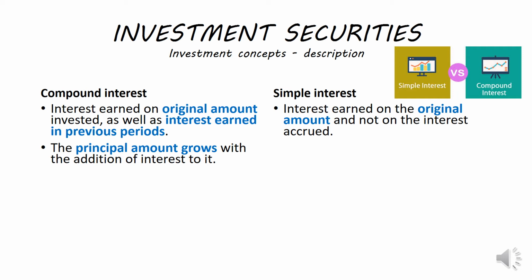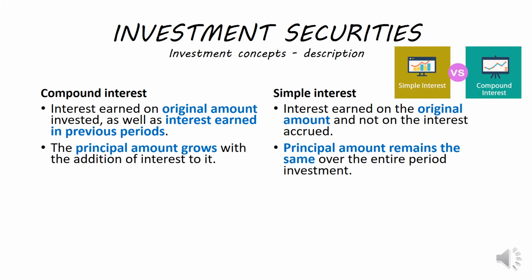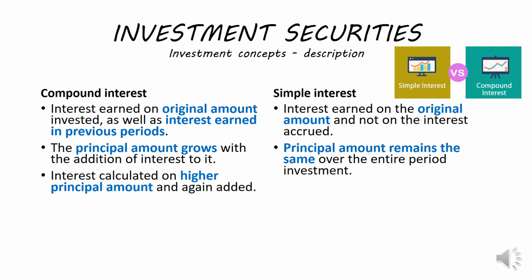Your principal amount is getting bigger as we are adding interest. In the case of simple interest, your principal amount stays the same. Remember, we said your interest is kept separately, so your principal amount remains the same over the entire investment period because nothing gets added to it. Your interest is kept separately. With compound interest, you are calculating your interest on a higher principal amount.